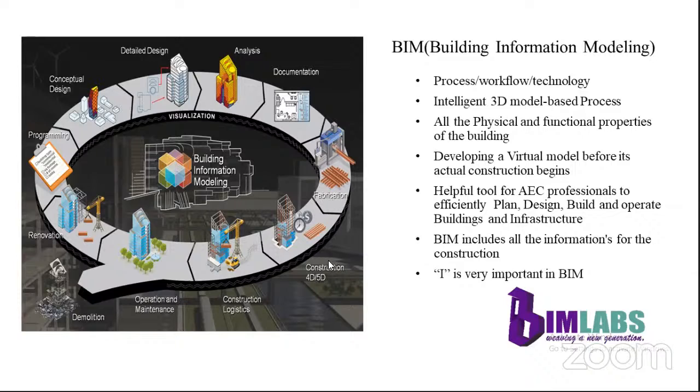So the next one is construction 4D or 5D. We all know what 2D is: XY drawings. And 3D means three-coordinate drawings, which give a digital representation. And the BIM model is not just a 3D model. It will have all the information regarding the building.